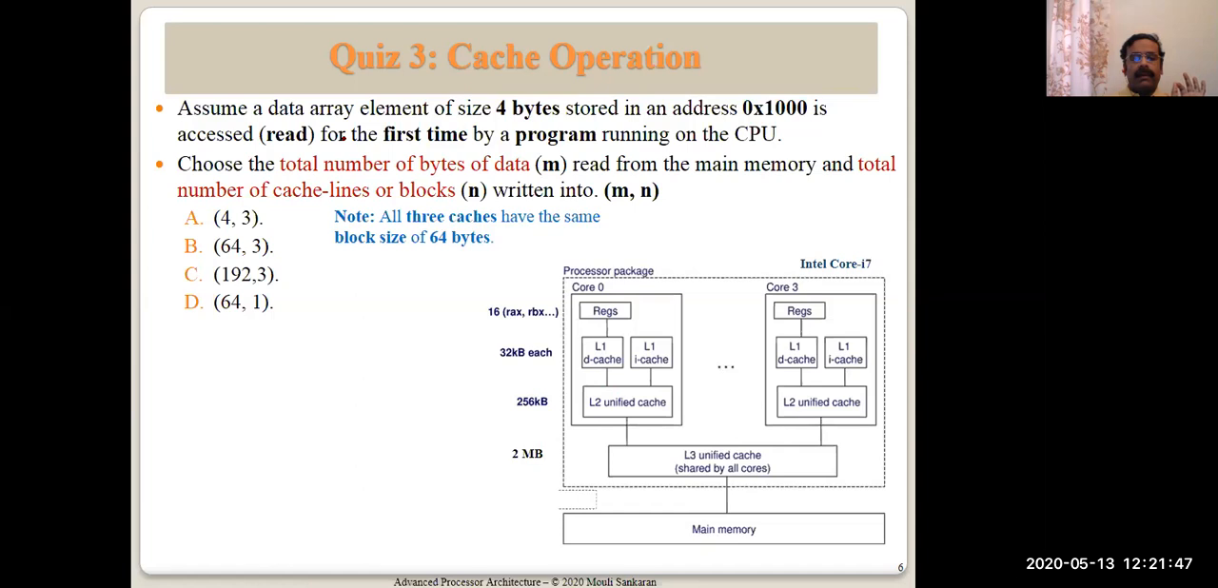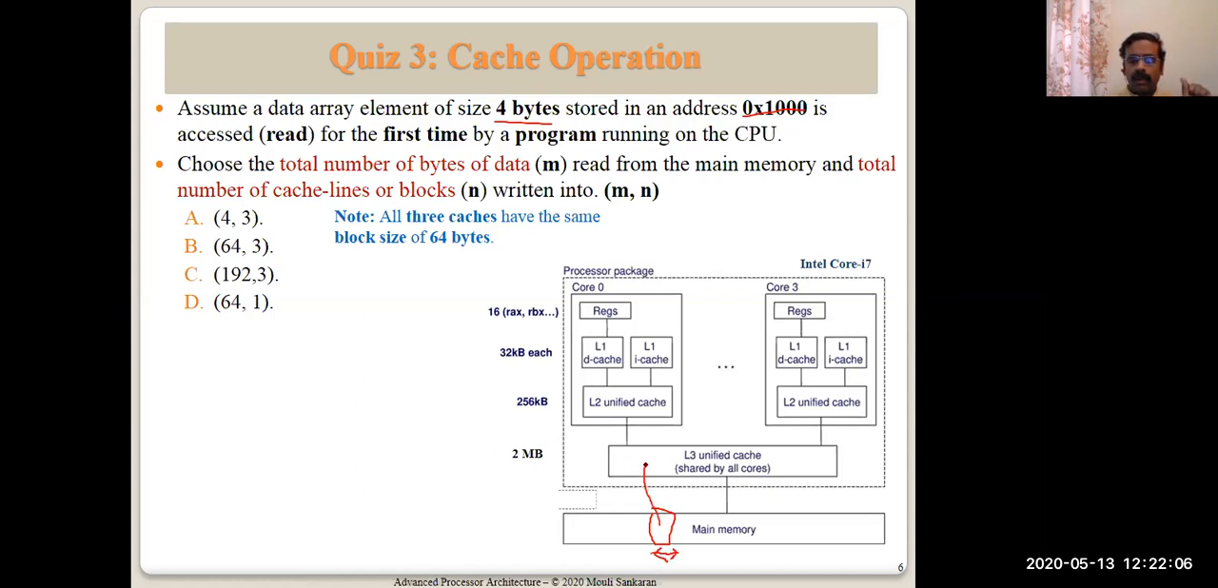Okay. Now, what am I asking? If it is accessing this address for the first time, that means what? This particular address 1000 and 64 bytes from 1000 has never been accessed by the CPU earlier.